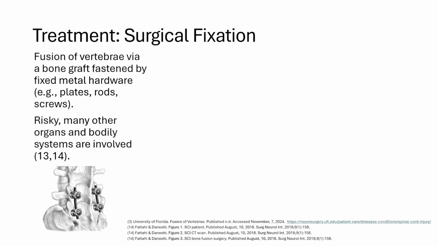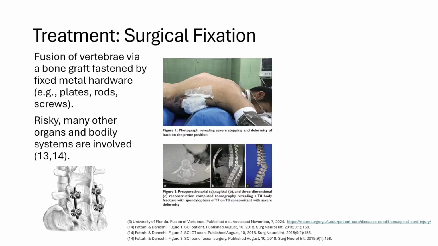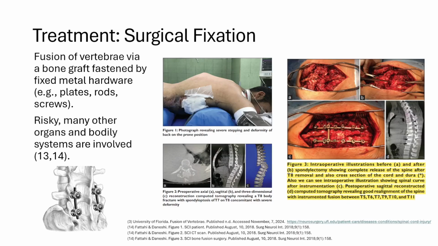So as introduced before, surgical fixation is one way to treat spinal cord injury. So this would involve the fusion of vertebrae through a bone graft fastened by metal hardware. It's very risky as many other organs and bodily systems are involved. So here's a patient, a 20-year-old male, who fell and received a complete spinal cord injury below the T6 level. His treatment involved instrumented fusion, as you can see here. Fortunately, the surgery was successful, however the patient now has complete paraplegia, that is, loss of lower limb control.